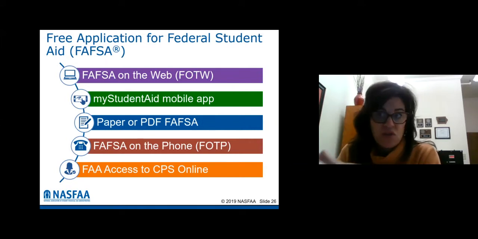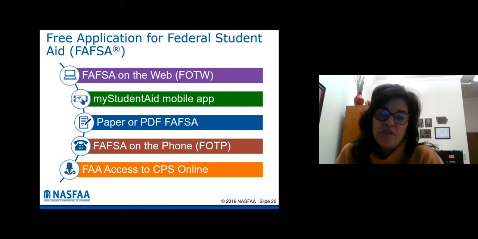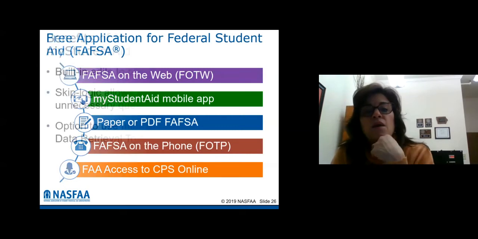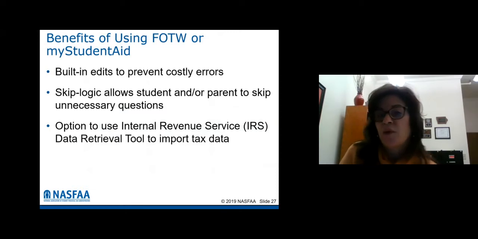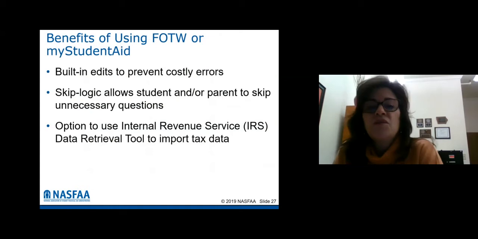I have never done one on My Student Aid on the mobile app just because I'm old and my eyes could never see it. But paper version is going to cause huge delays for you. If you absolutely are not comfortable with the web, you could do the paper, but it's going to be a lot harder, okay? FAFSA on the web is the way you want to go. And honestly, this slide show really only talks mostly about FAFSA on the web because about 98% of people use that. Anyway, there's a lot of built-in edits, which I love.